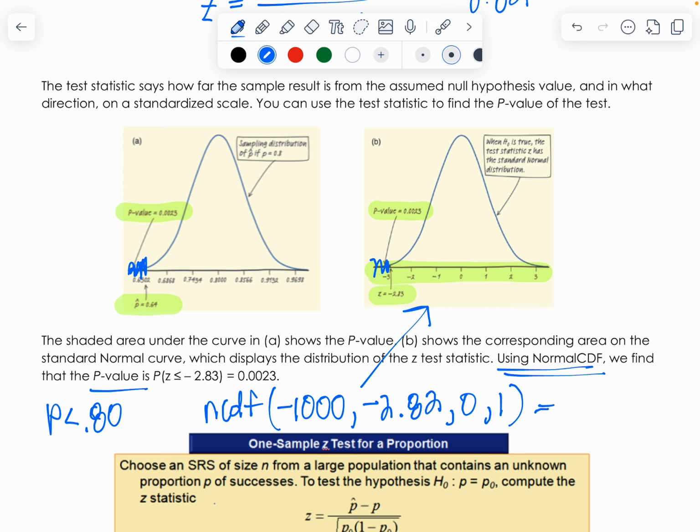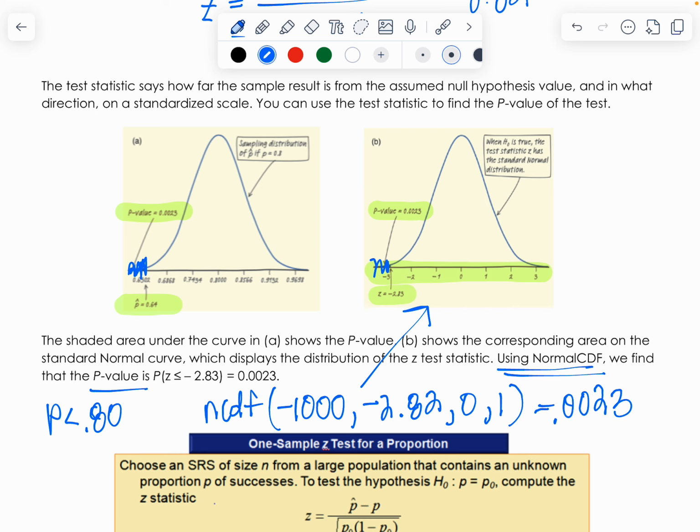Well, hang on, my calculator's not cooperating. Okay, so that should give us that p-value of 0.0023. Okay, so hopefully you followed along with that. We are going to do another one though, so that should help if we need that help.